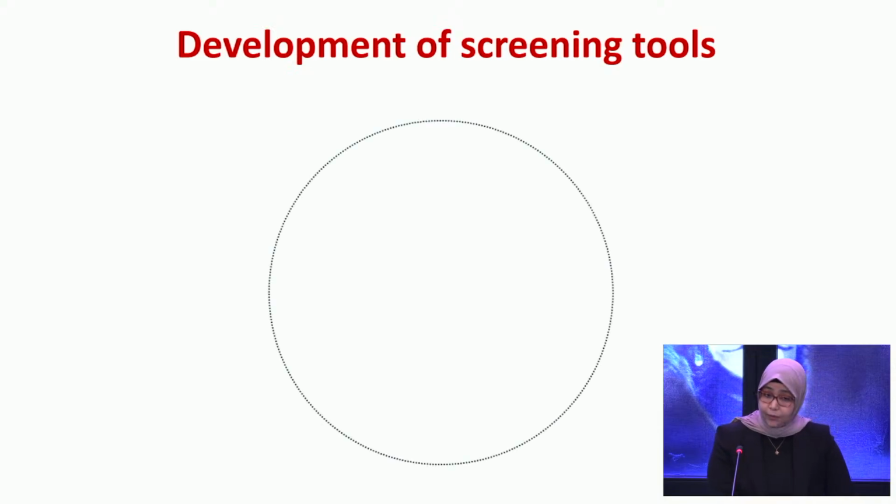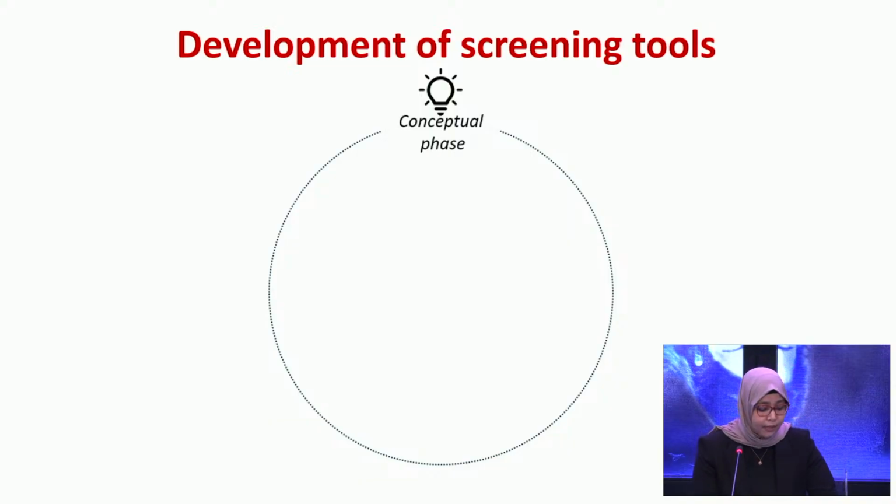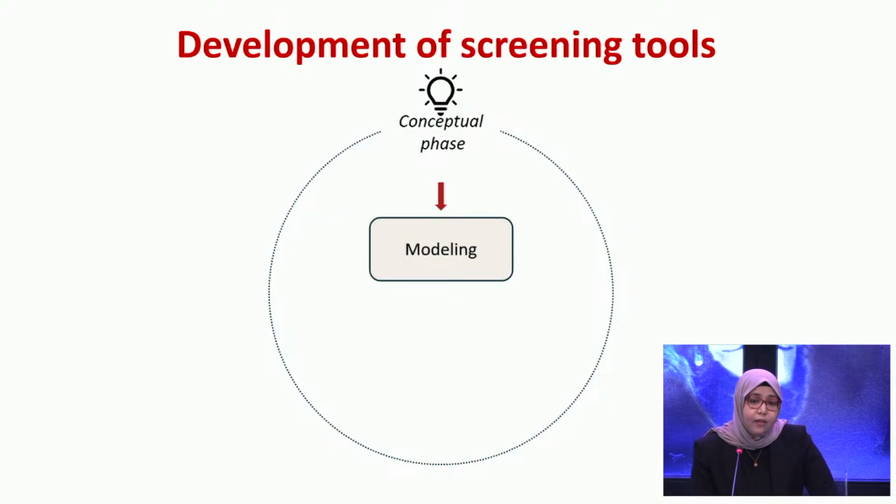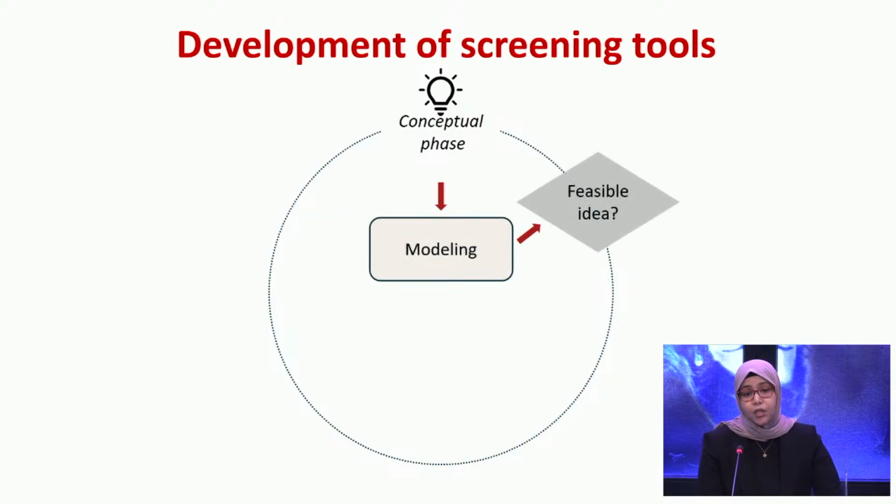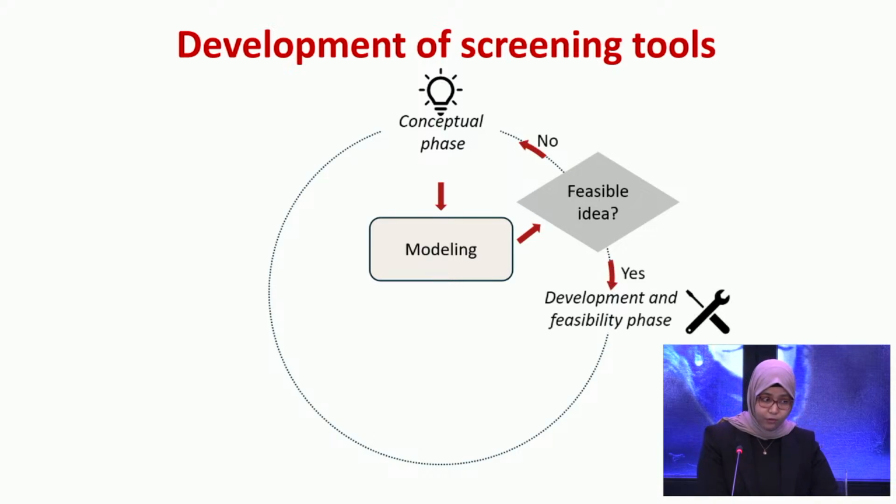In order to develop a screening tool, you follow a cycle that is called the development cycle for medical devices. So you start in the conceptual phase. In that phase, you have an idea basically about the device. You could use modeling during that phase to see if your idea is feasible or not. If it's feasible, you develop the device. If it's not feasible, you improve the idea.